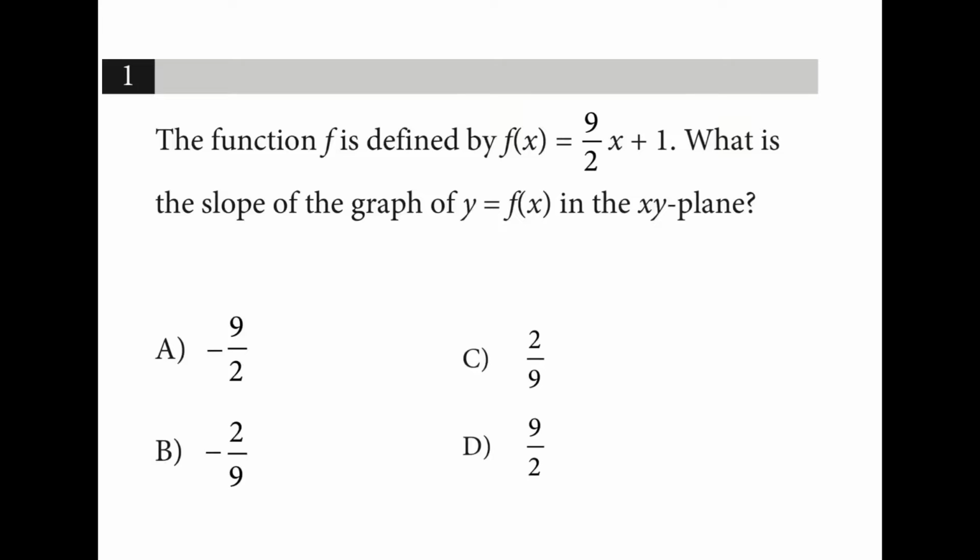So we have a function which is the same thing as y equals mx plus b, and the slope is always the m, or the coefficient of x. So our slope here is 9/2.